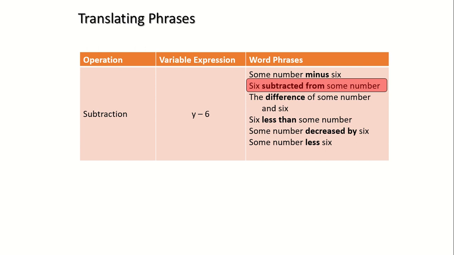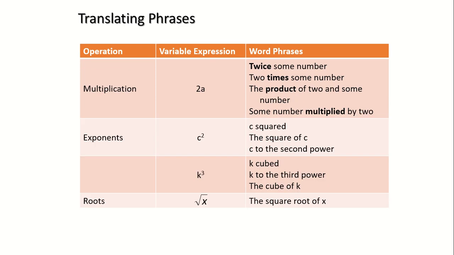Some number represents y, so y minus 6 first. Then the difference of some number and 6, and 6 less than some number. Some number decreased by 6 and some number less 6. For multiplication, we have 2a as a variable, so we could write that as twice some number, 2 times some number, the product of 2 and some number, and some number multiplied by 2.